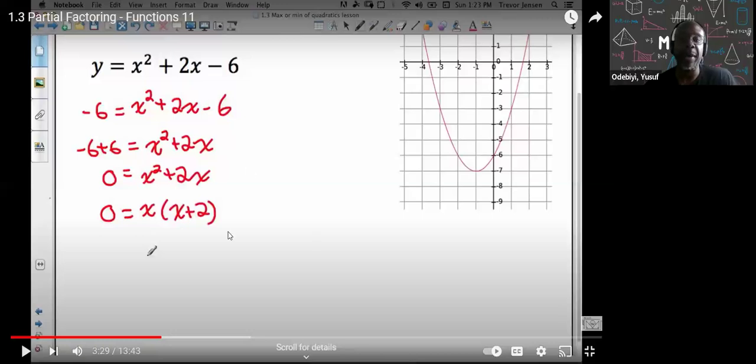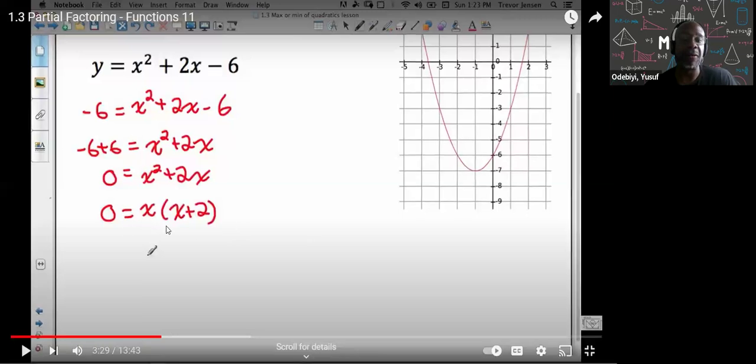Okay, it's basically solved right there. You can see it's factored out. So in order to get 0, my x can be 0, or my x could be -2. So I have 0 over here on the graph, or -2. Remember we set our y equal to -6. If our y is equal to -6, therefore our x is going to be 0 and -2. That's how you got that, right?